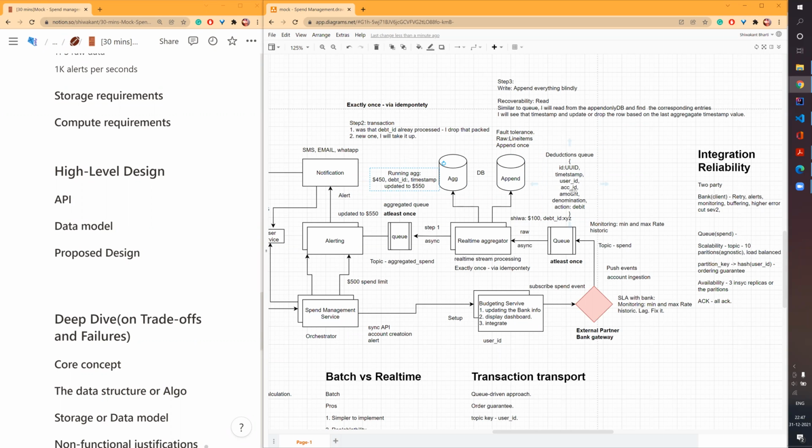$450 that was attached here. And there will be a debt ID as well. So I know that if the same event comes twice, I can simply drop that event because it was already used in the last aggregation. For example, if it is already 550 and I get that event two or three times, I see that the last debt ID coming to me is exactly the same, or I'm getting maybe even older events. I'll just discard those events and move on. So this is one thing I'm thinking.